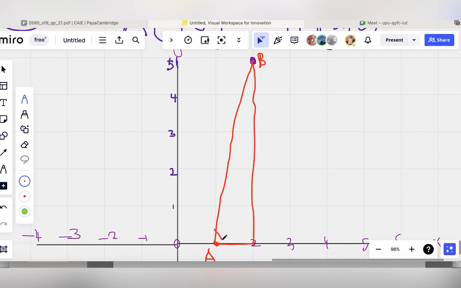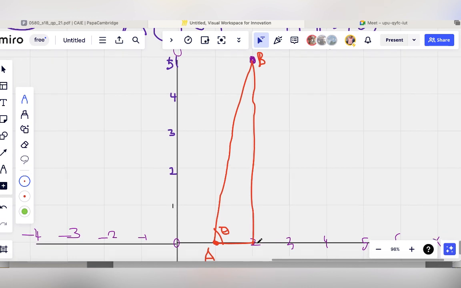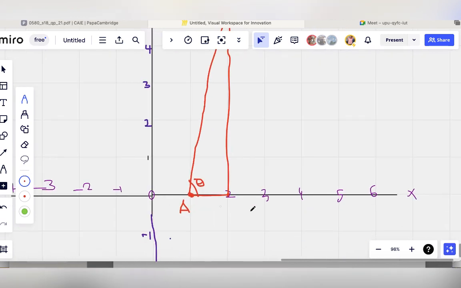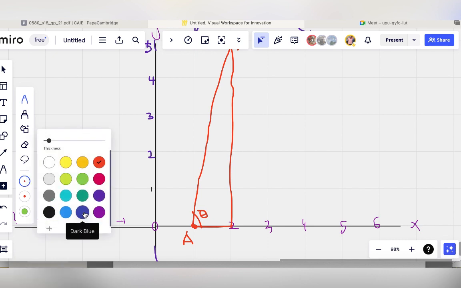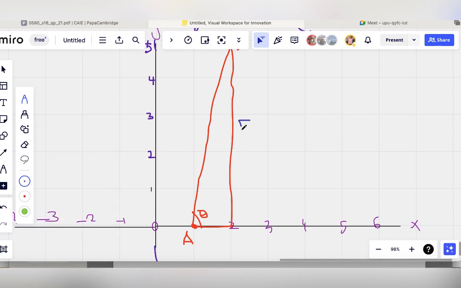Here is an angle they ask us to find. They say find the angle between line AB and the x-axis. Remember, this is the x-axis. If that is so, this place is 5, right? Vertical height is 5. And from 1 to 2, the distance is 1.